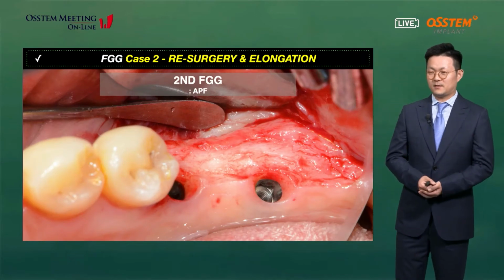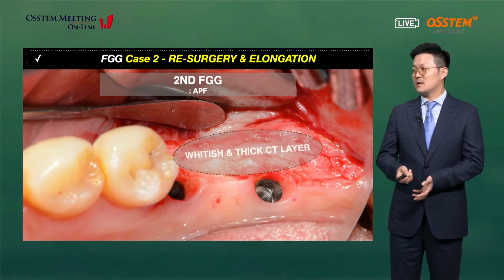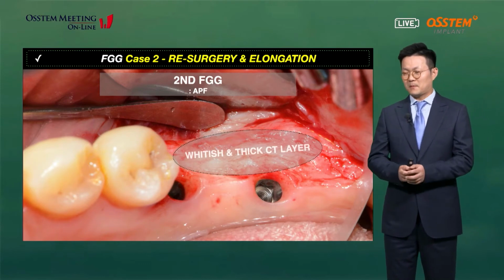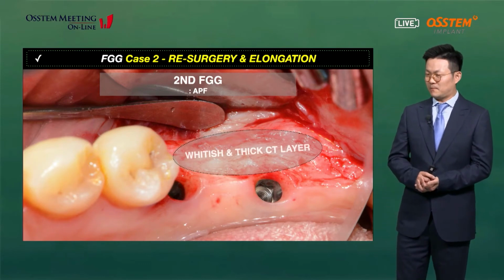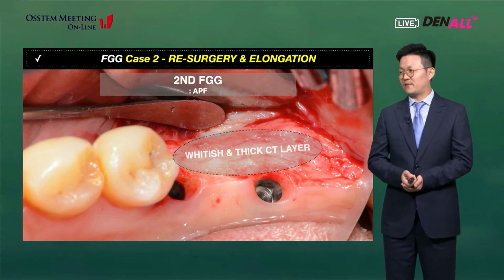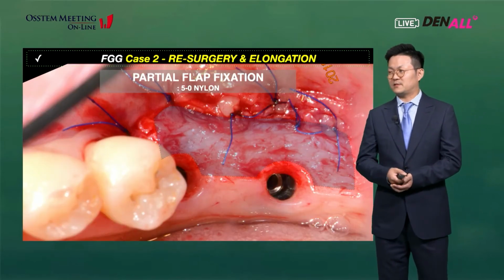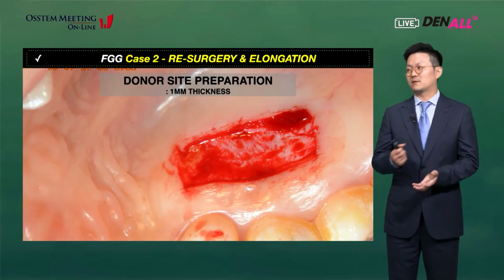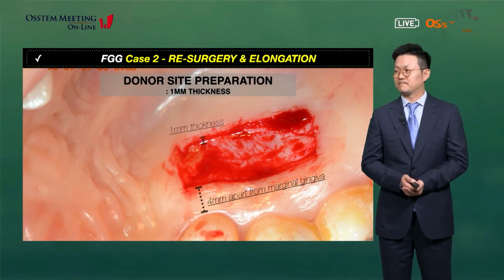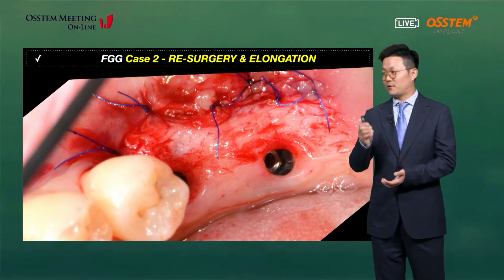So this is the photo of the second free gingival graft. After flap elevation, as you see, because I have used the artificial dermis, there's a very thick layer of connective tissue, so the color of the graft side is whitish and thick. And partial flap fixation was done, and after that, I made a donor side preparation with 1 millimeter thickness. And it's time to fix the graft tissue on the recipient side.